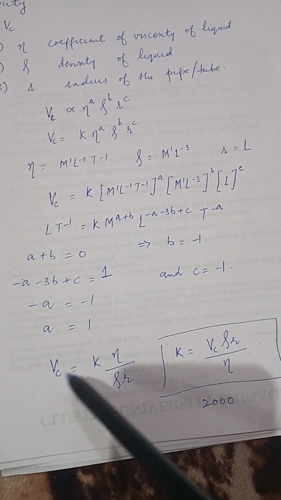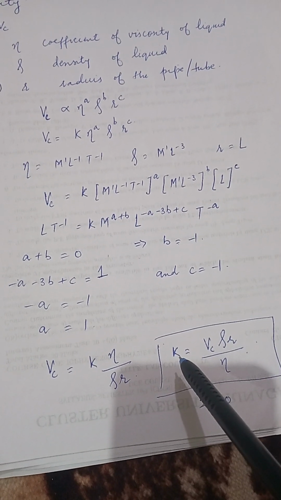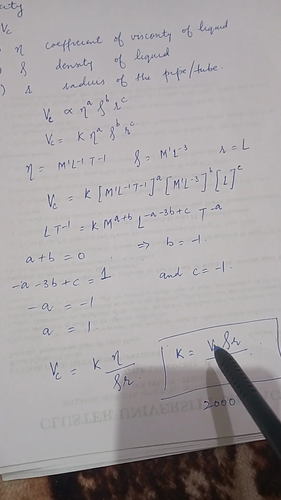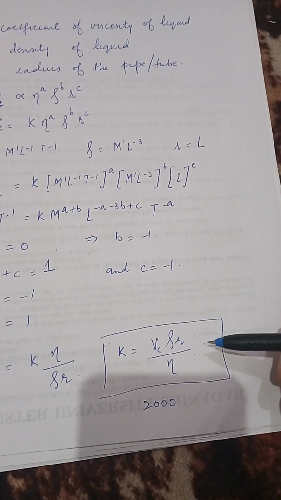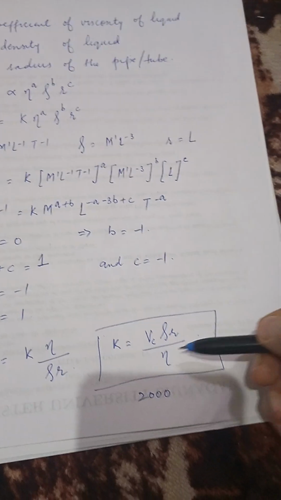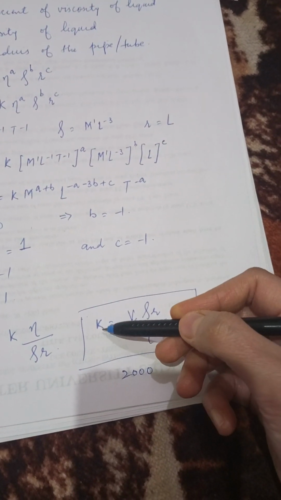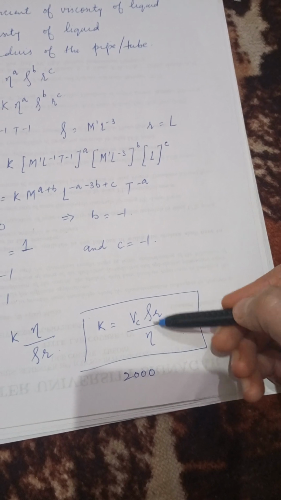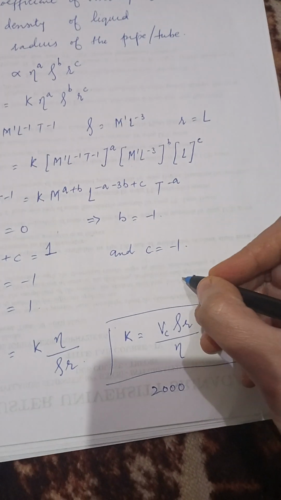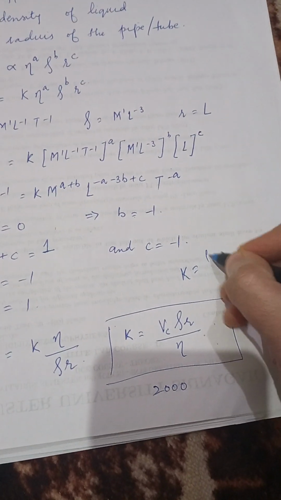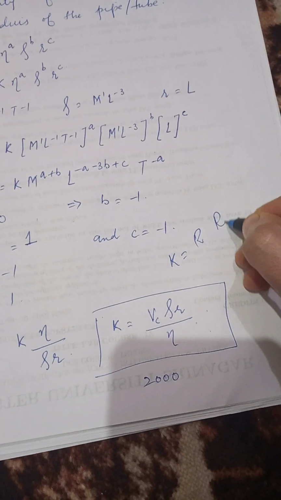More than the critical velocity, we are interested in this k. This k will be equal to Vc rho r divided by eta. And for a particular liquid, when we find the value of this k through a pipe of a given radius, the value comes out to be 2000. Remember, this k is also sometimes written as R, and it is called the Reynolds number.